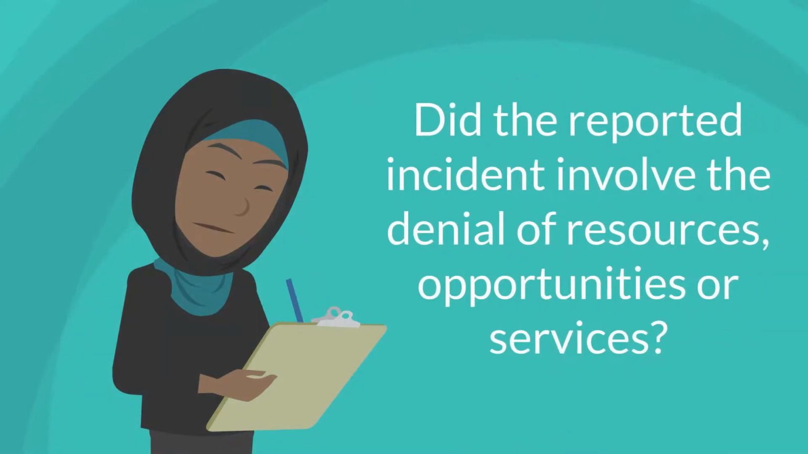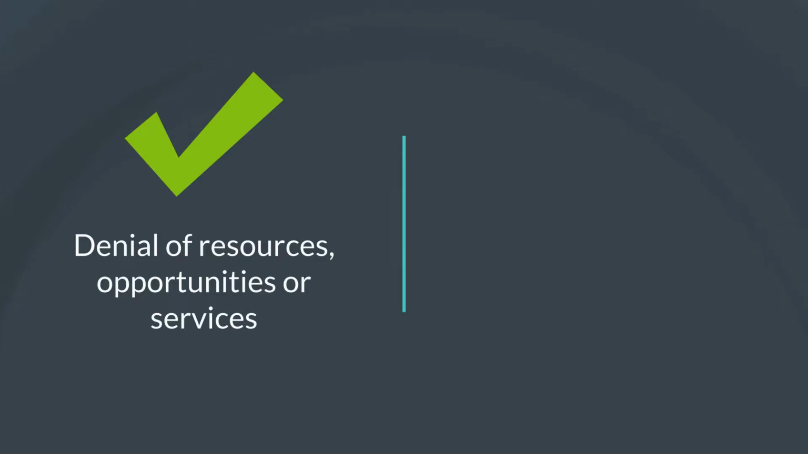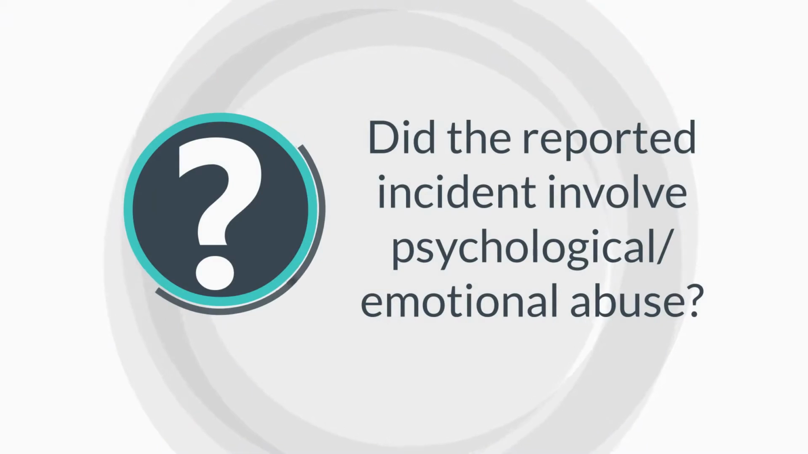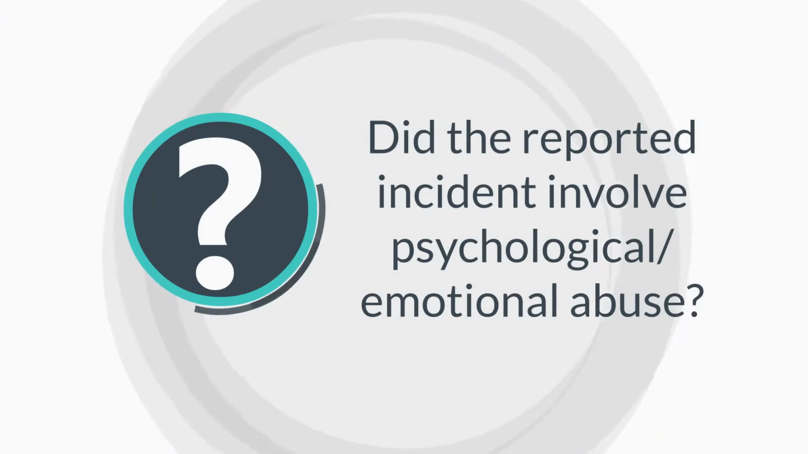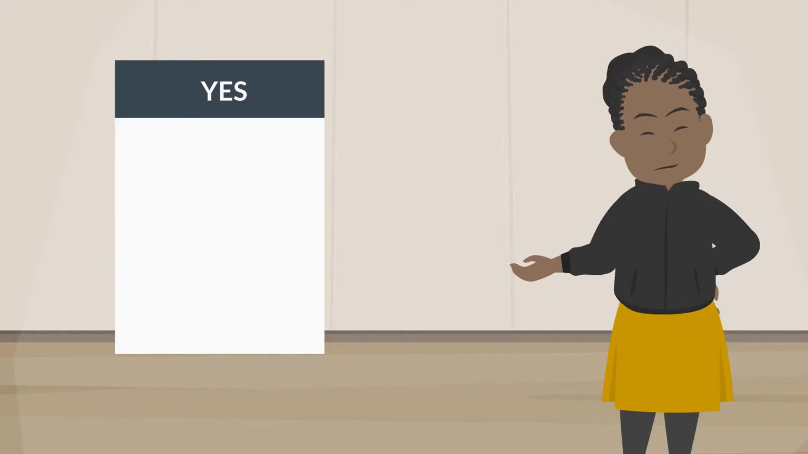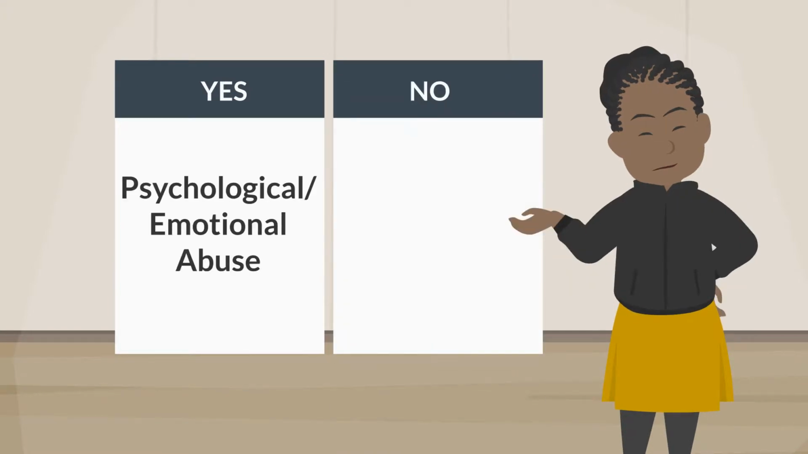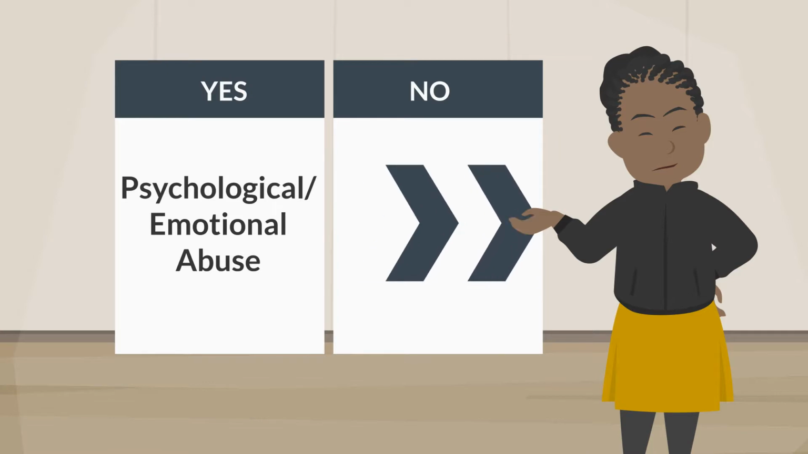Did the reported incident involve the denial of resources, opportunities, or services? If yes, classify the GBV as denial of resources, opportunities, or services. If no, on to the next question. Did the reported incident involve psychological or emotional abuse? If yes, classify the GBV as psychological and/or emotional abuse. If no, proceed to the next GBV type on the list.